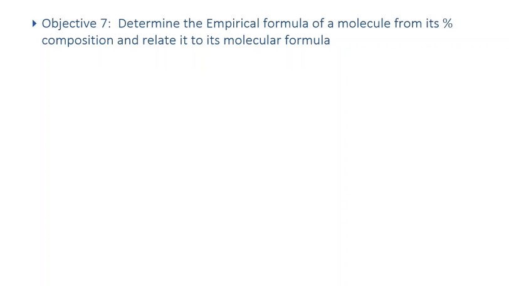All right, if you hung in here to the end, you're doing well. The very last objective in this module that we want to look at is how to determine the empirical formula of a molecule from its percent composition. And then we can also relate that to its molecular formula. So we did several of these on the quiz that you took, and you guys were able to work your way through them, but let's go ahead and work through some more just to get some practice.